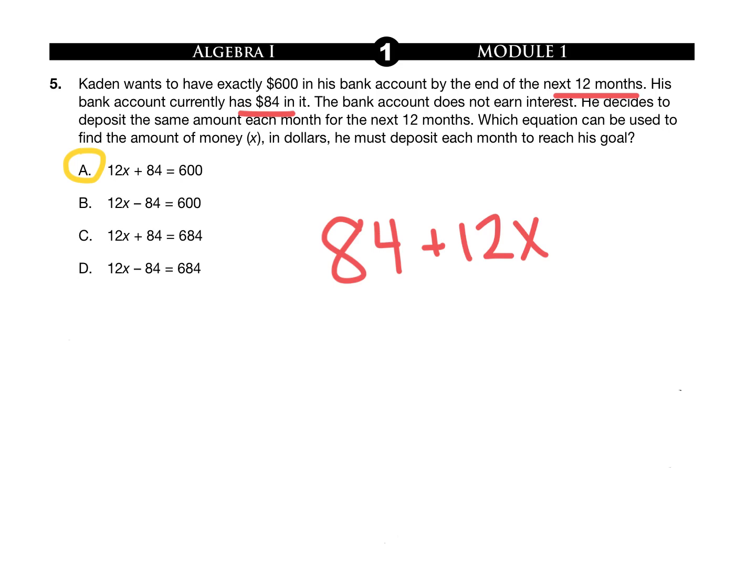Now, they did tell us it does not earn interest, which is good. We don't have to account for any extra money in there if you think about interest. But the key here is the same amount for each month. We're going for 12 months, and we want to equal exactly $600. And that's how we get A as our final answer.